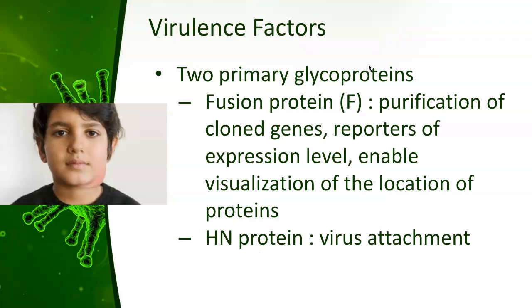On to the virulence factors. So virulence factors consist of two primary glycoproteins. So we have the fusion protein, which essentially aids in the purification of cloned genes as reporters of expression level and is histochemical tags to enable visualization of the location of proteins in a cell, tissue, or organism. Okay. We also have the hemagglutinin neuraminidase, also known as the HN protein. This one is responsible for virus attachment. So essentially it interacts with the fusion protein in a virus type specific manner to induce efficient membrane fusion.